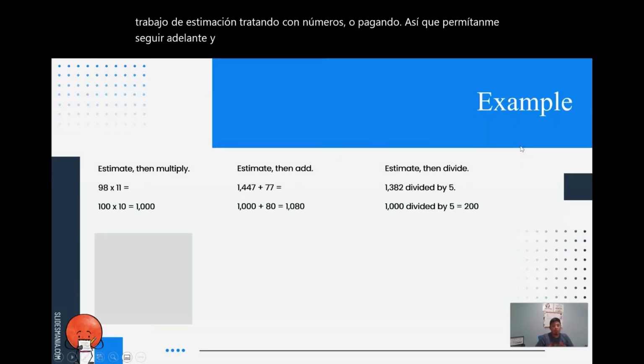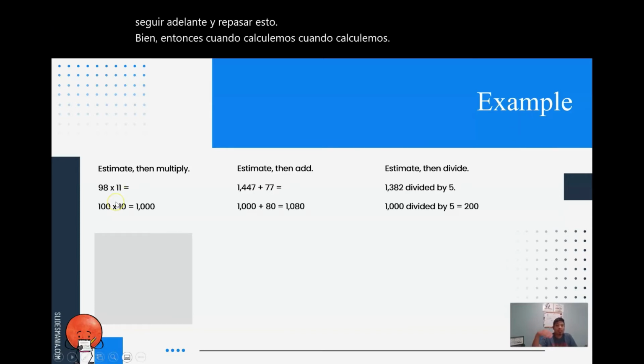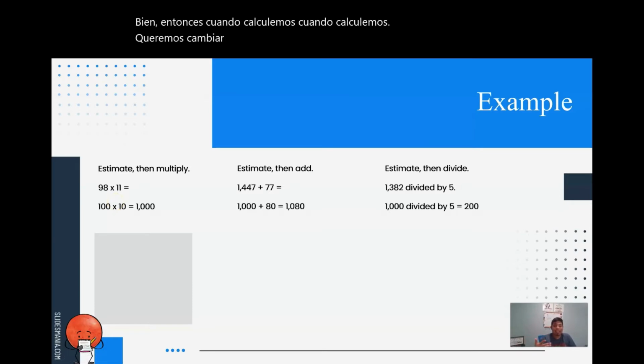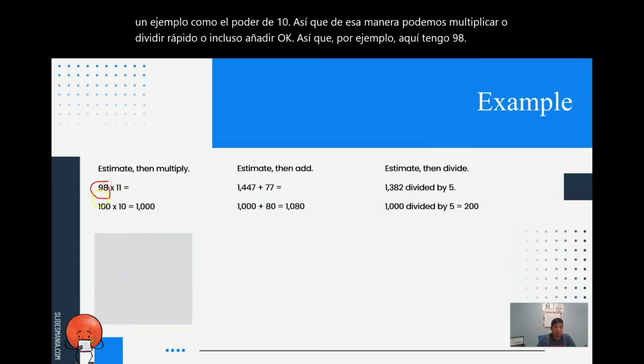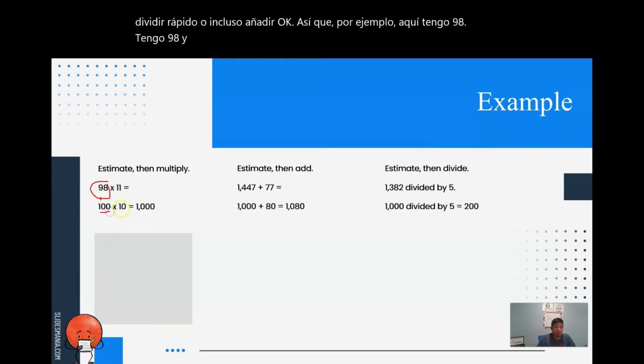Okay, so when we estimate, we want to turn things into problems that we can easily use for an example such as power of 10, so that way we can multiply or divide fast or even add, okay? So for an example here, I have 98, okay? I have 98 and I turn it into 100, okay? Because that's closer to 100. Here I have 11 and I turn it into 10. So now I can multiply faster.